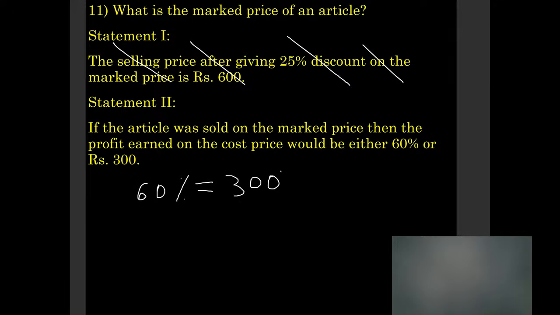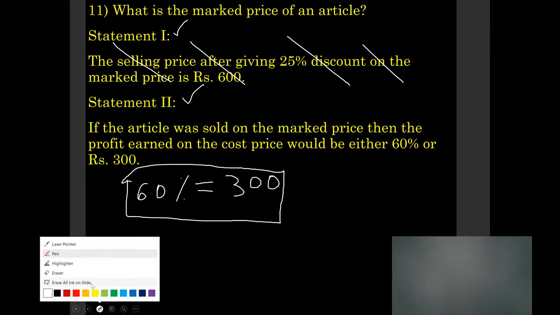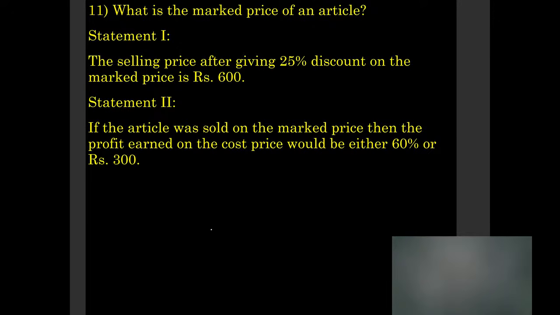60% equals 300 means again you can calculate the market price based on this. We have percentage to rupees conversion in the given equation, and then we can calculate the market price easily. So the answer for this one is, we can get the answer from the first one alone. We can also get the answer from the second one alone. So the final answer for this one is either 1 or 2.